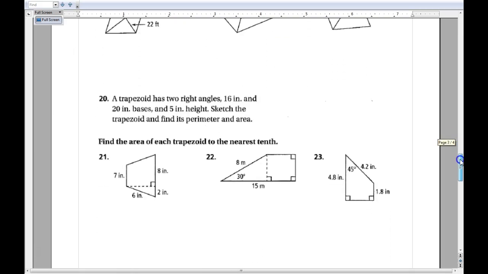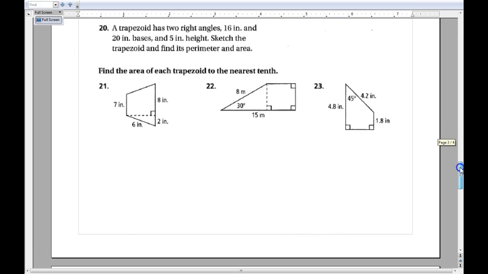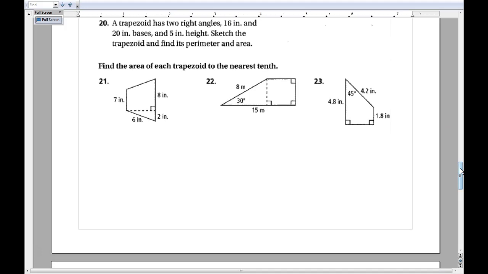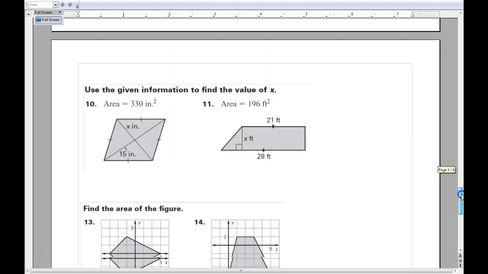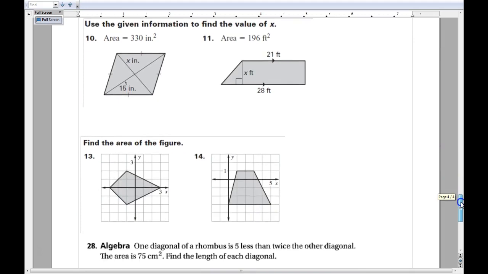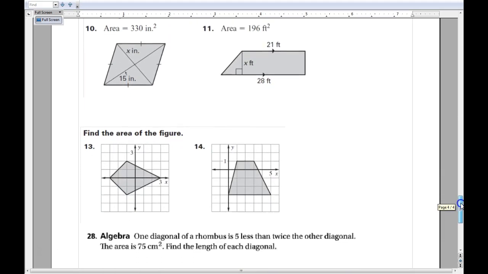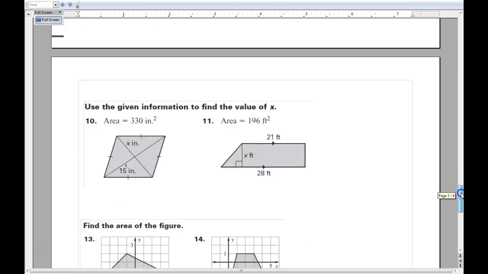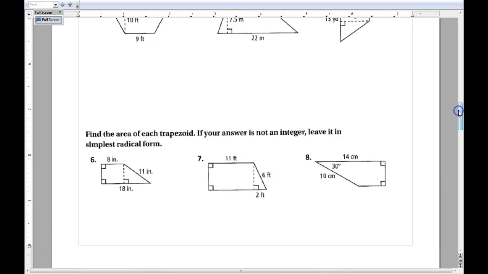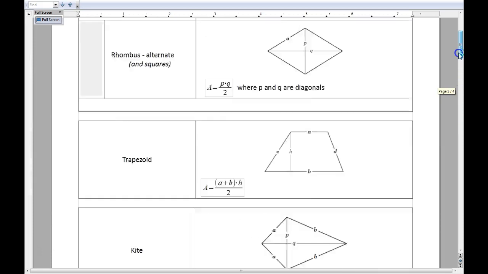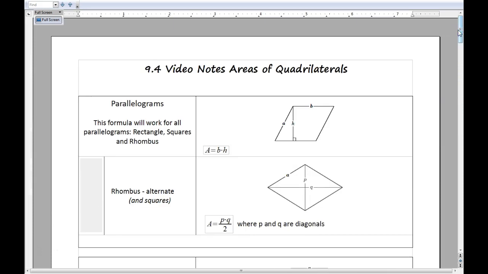Let's see if there's anything else. 20, we've already done the trapezoid. Some more trapezoids. So some things on a coordinate grid. I believe we've pretty much hit every shape. Now there's some challenging problems in there, but I've at least done an example of each of the shapes.